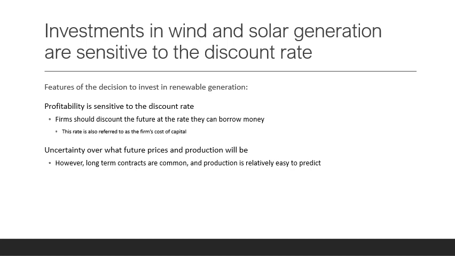build their wind farms. They also have uncertainty over what the future prices and production will be. They don't know how much production they'll have. This is a real problem for renewables, not so much for coal and natural gas. They can assume they can produce at full capacity whenever they want. Wind and solar, not so much. It depends on it being sunny and windy. But this can somewhat be buffered with long-term contracts because sometimes production is relatively easy to predict.